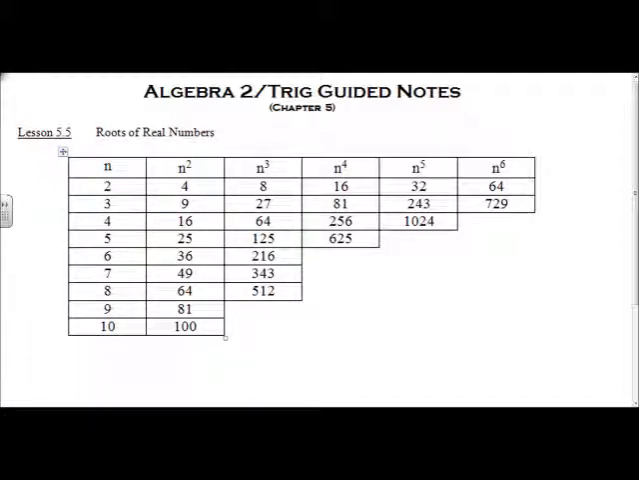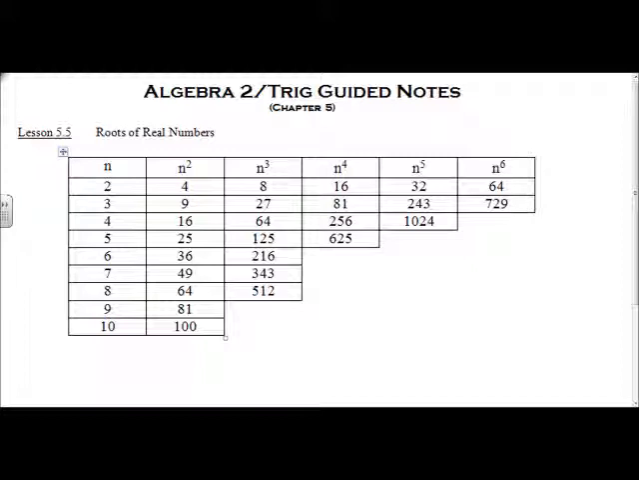Now, first thing we're given is a chart of different numbers, or n, and their different exponents. So here we can see where n is 2. If we had n squared, that would be 4, or n to the third power would be 8, n to the fourth 16, all the way across to, some of them even go as high as n to the sixth. Now, all of these are going to be very, very helpful when we're looking at the roots of numbers.